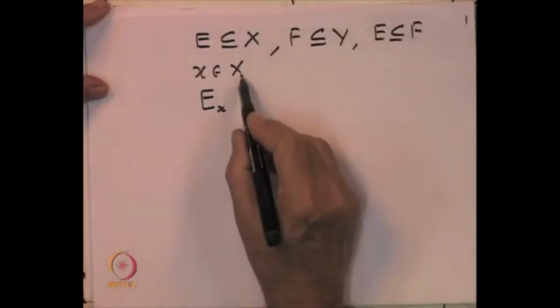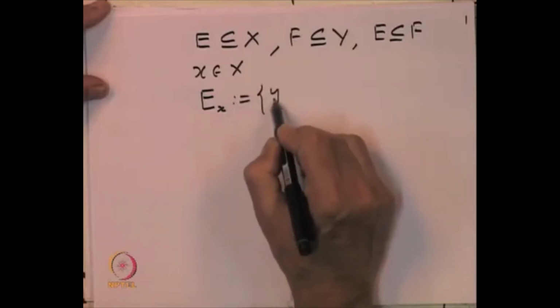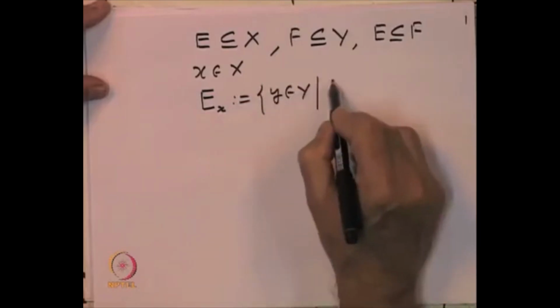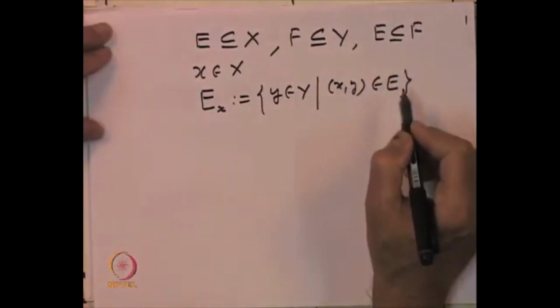So, for any point x in X, let us look at the section E lower x. That is, by definition, all points y in Y such that (x, y) belongs to E.